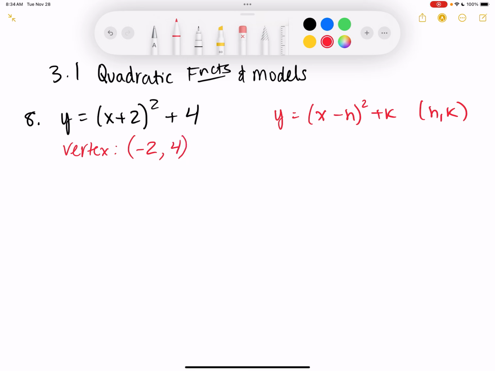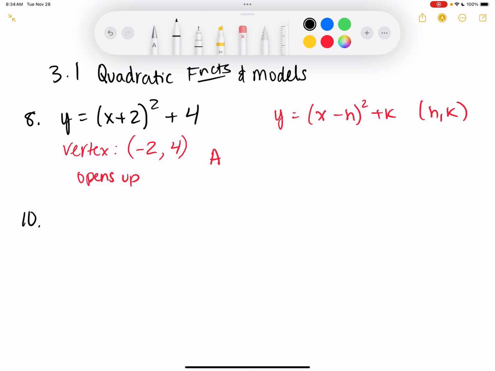And if there's a negative sign out front, it opens down. If it's positive, like this one, it opens up. And that's what they're looking for with these questions. That would be option A if you were to go back and check, since it's a matching section.